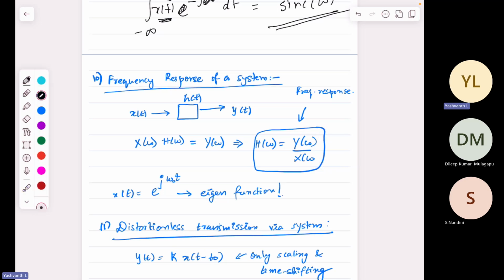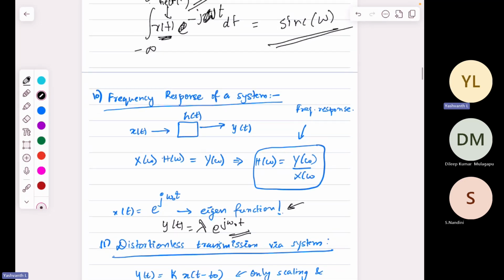So basically what I'm saying is, if x of t is this, then y of t, you can show, turns out to be some lambda times e power j omega naught t. You can show that this is a property of an LTI system. Since this output is a scaled version of the input, the function is called an eigenfunction. Why eigenfunction?